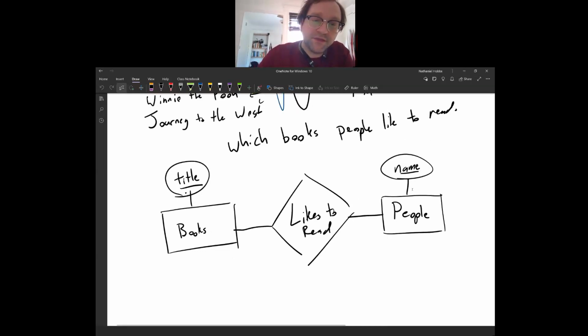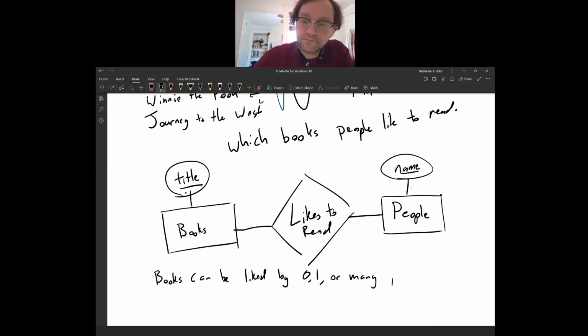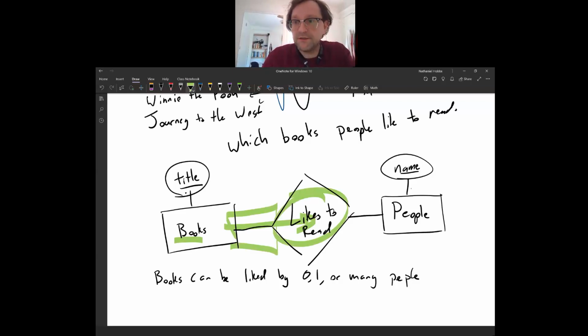Okay, so this means books can be liked by 0, 1, or many people. Okay, that's going in that direction. Books can be read, and then the participation constraint is 0, 1, or many.